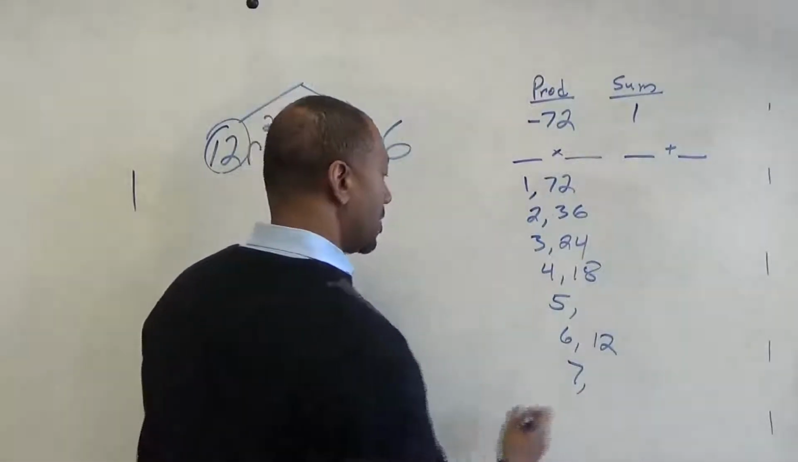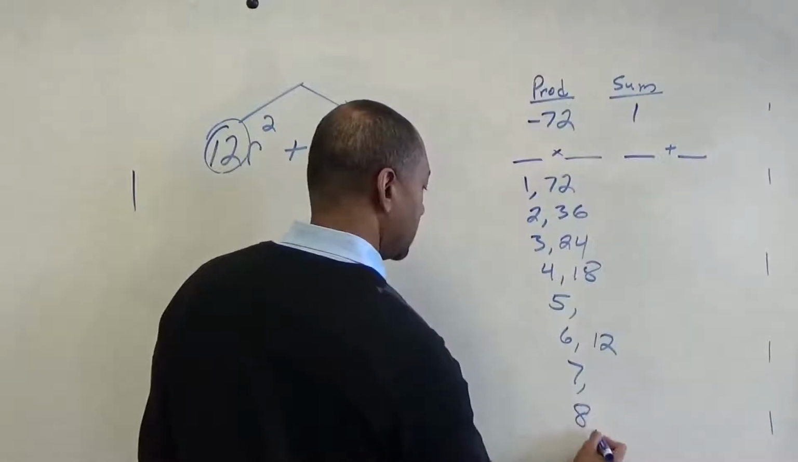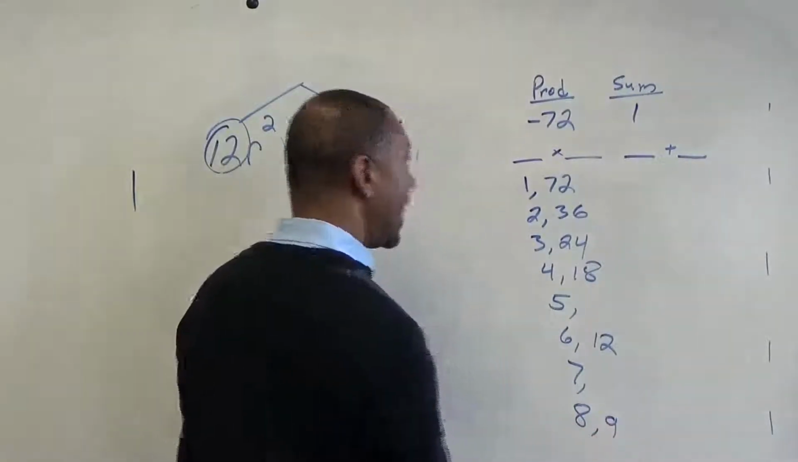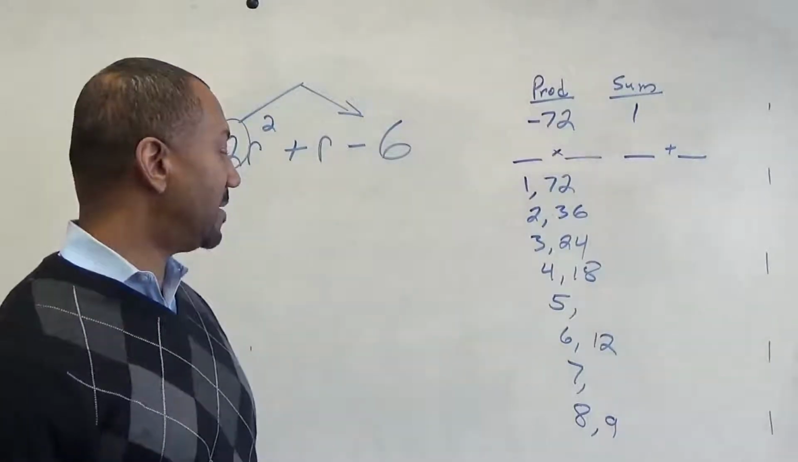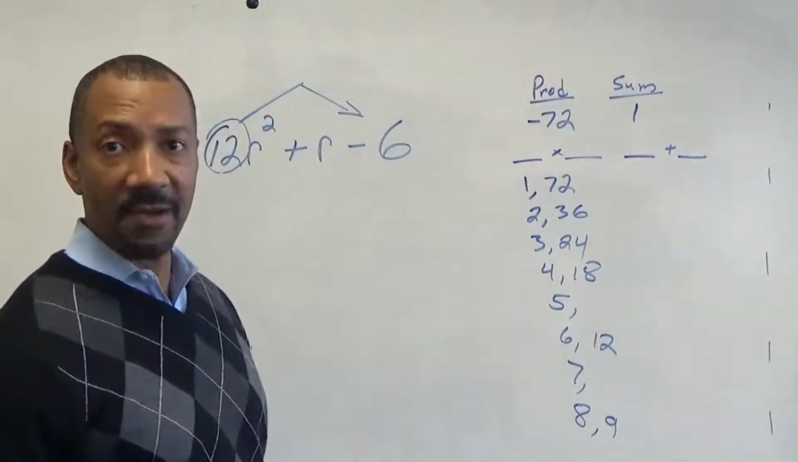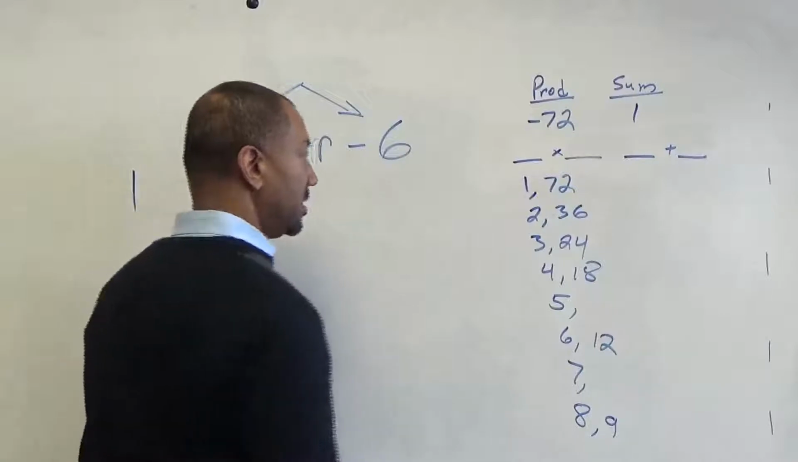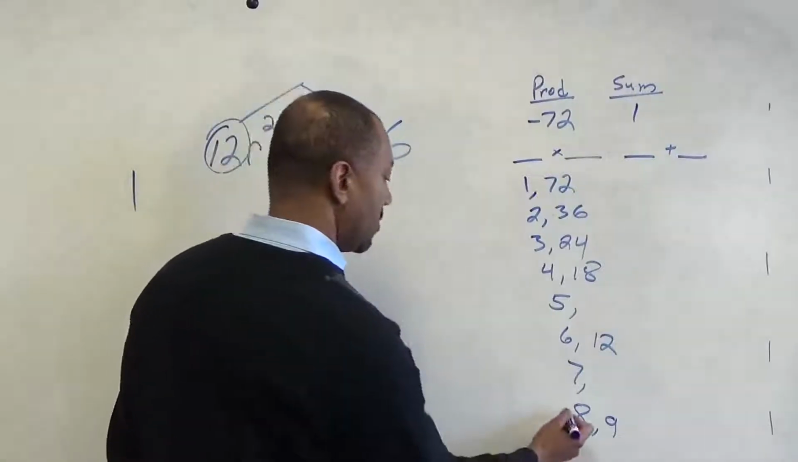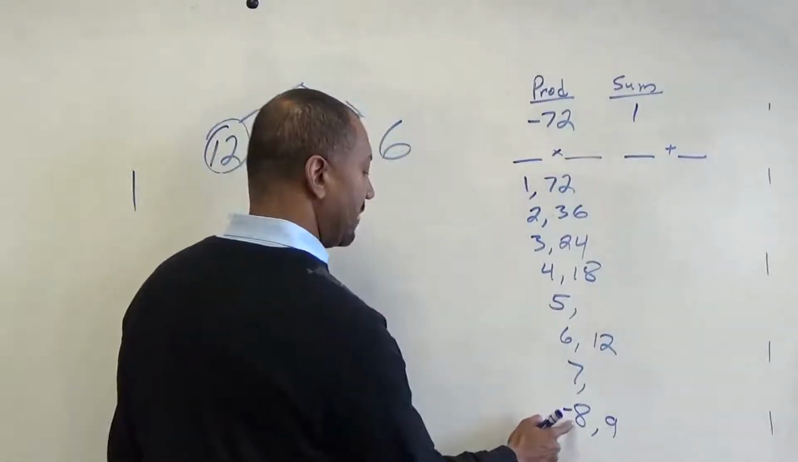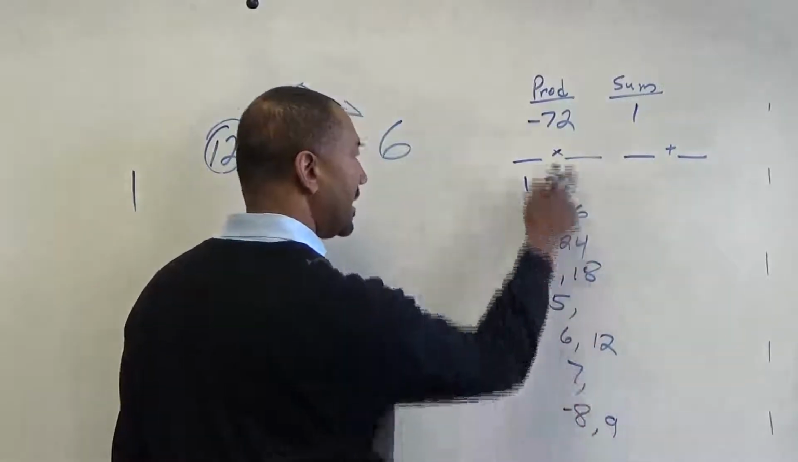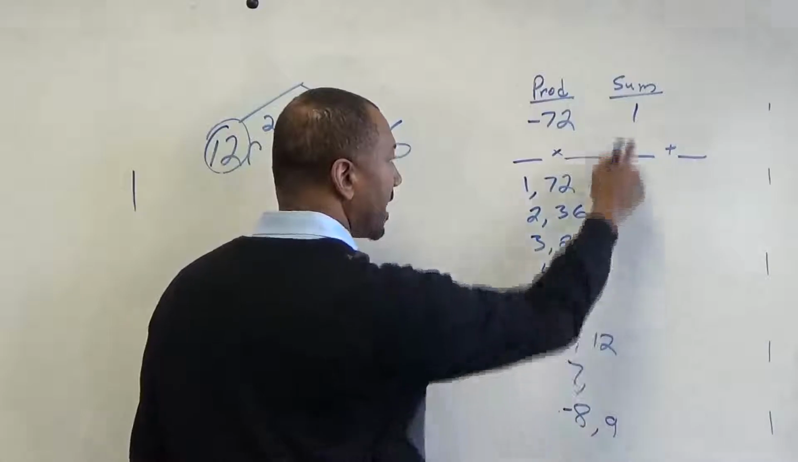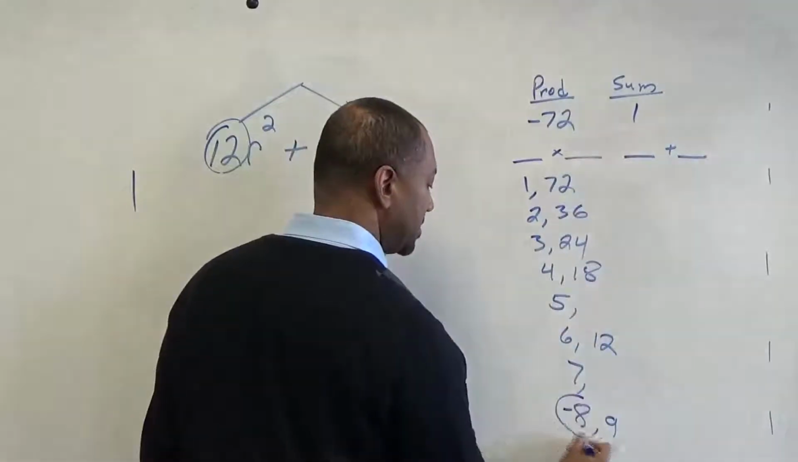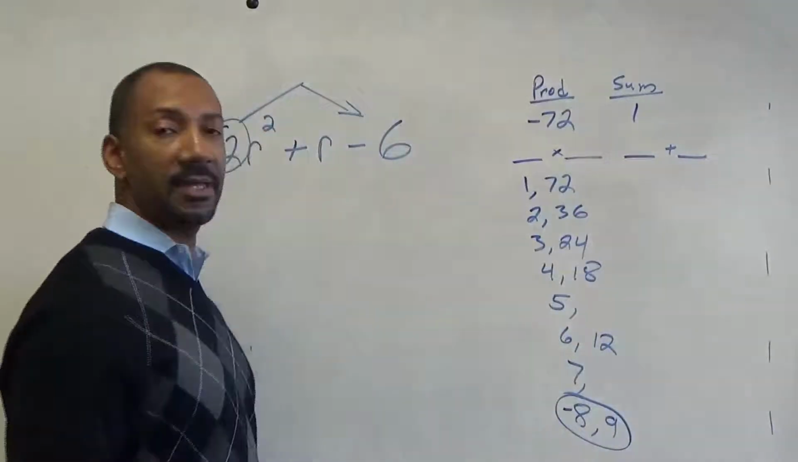7's not going to work. Well, I hope this works. 8 times 9. Now, if you get the signs right on 8 and 9, I think you can make that work. Let's see. Here we go. If I make this a -8 times a +9, I get -72. And when I add these two together, I get 1. So these are the two numbers I'm looking for.